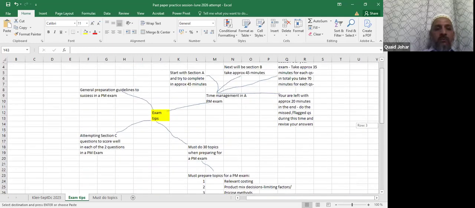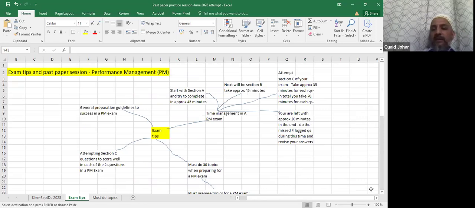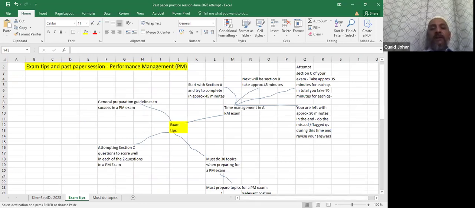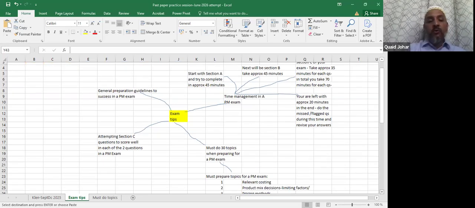Okay. So now let's move on to, we were talking on 4 strategies. One, time management strategy. Second, the important topics to be covered. And now the third strategy is on how to attempt the section C. So a lot of people usually face difficulty in how to attempt section C, and they want to know techniques about how to attempt those questions, right?